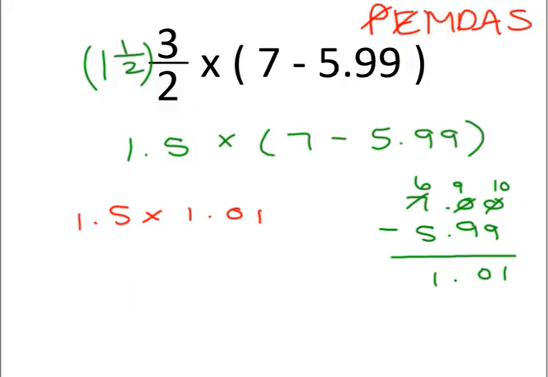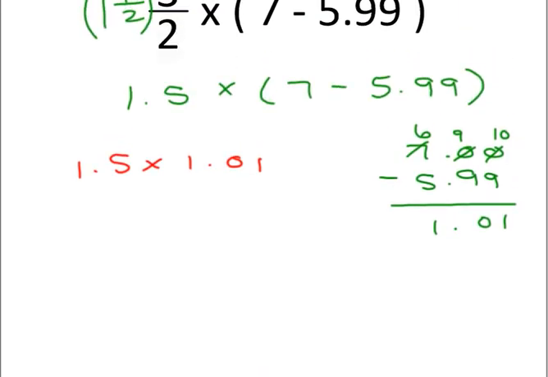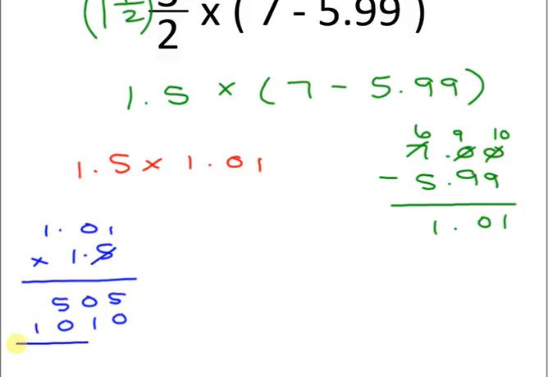Okay? Let me switch colors. Move up a little bit. Alright, so I'm going to put the number with the most digits on top. 1.01 times 1.5. 5 times 1 is 5. 5 times 0 is 0. 5 times 1 is 5. Put my 0. 1 times 1 is 1. 1 times 0 is 0. 1 times 1 is 1.